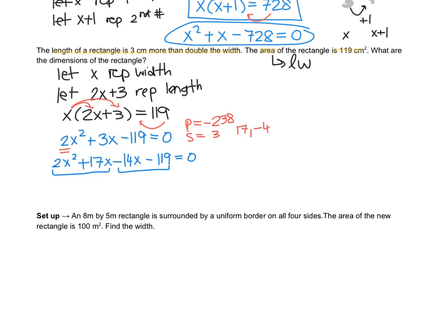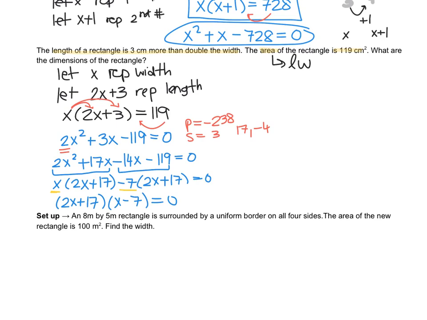So between 2x squared and 17x, my only common factor is x. So I'm left with 2x plus 17. And between negative 14x and negative 119, I can actually factor out a negative 7. And the negative is important because the first term in that pair was negative. So then I'm left with 2x plus 17 again. And now, one of my brackets will be that common 2x plus 17, and the other will be made from the leftovers in front, which is the x minus 7.